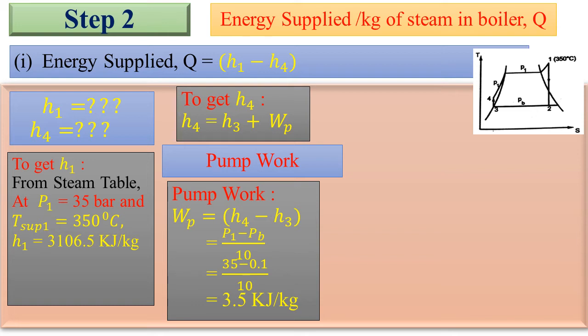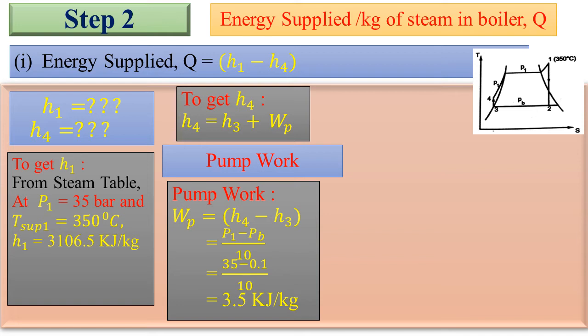We can write this formula in this way only when our pressures are in bar. If pressure is in megapascal or kilopascal or any other unit, we can't write it here. In the denominator we can write 10. To write 10 in the denominator, we have to write it in this way: pump work is equal to (P1 minus PB) upon 10, meaning boiler pressure minus condenser pressure upon 10. P1 is boiler pressure while PB stands for the condenser pressure, that is back pressure. PB doesn't mean boiler pressure.